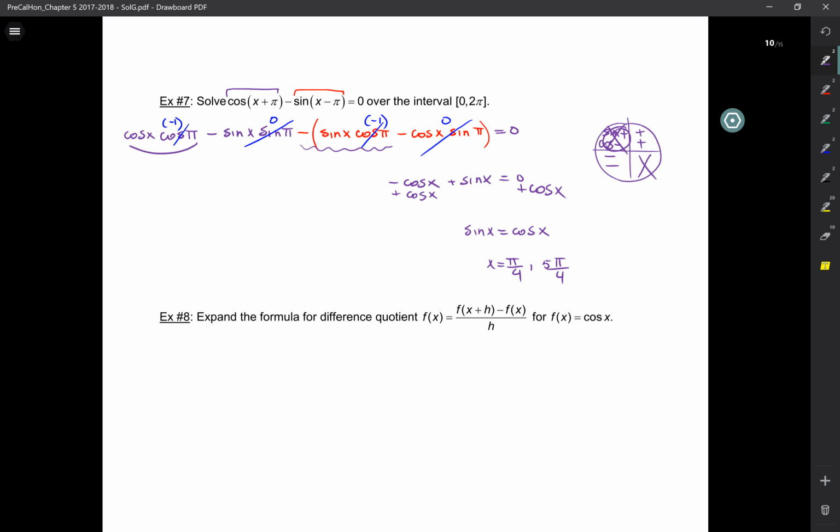On example number 7, wouldn't the signs cancel out though? I don't see where. Well, if it's negative sine x and then you add another negative.